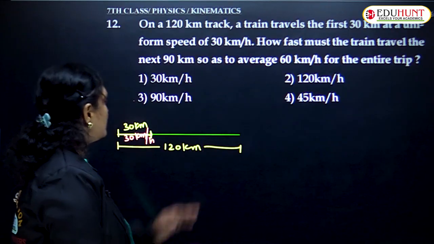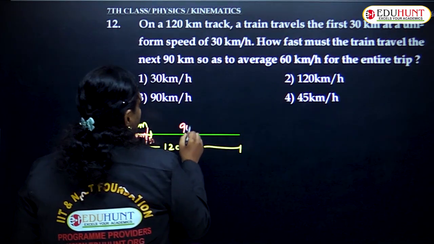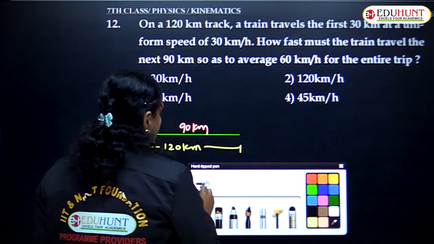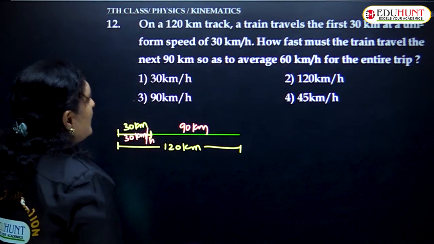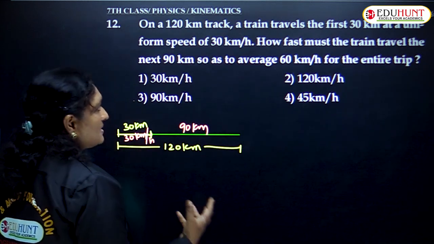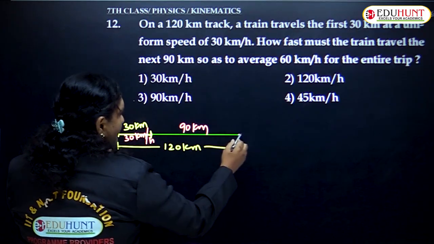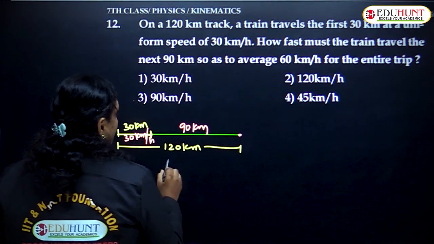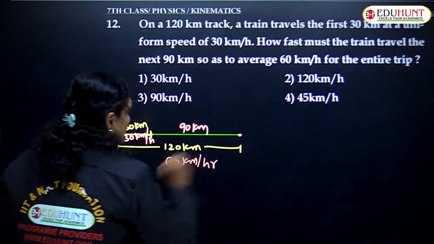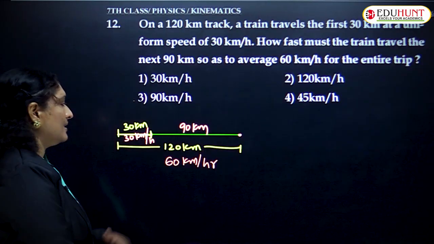So what is the remaining distance, children? 30 kilometers is covered. Out of 120, the remaining would be 90 kilometers. Okay children. How fast must the train travel for the next 90 kilometers so as to average 60 kilometer per hour? Average means from the starting point to ending point, the average speed is to be maintained as 60 kilometer per hour. The total distance was given to be 120 kilometers and average speed is found to be 60 kilometer per hour.